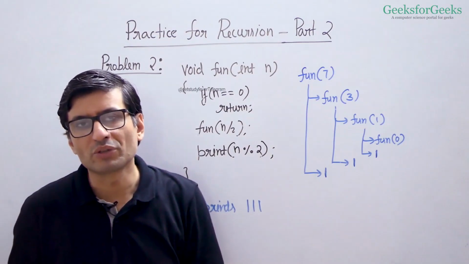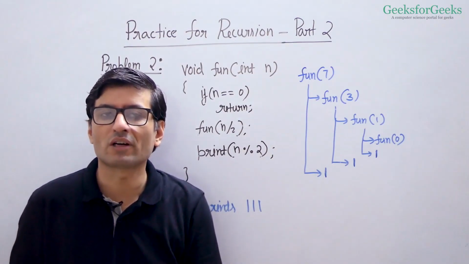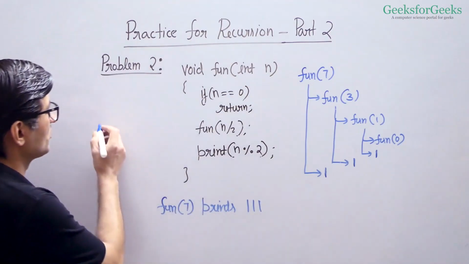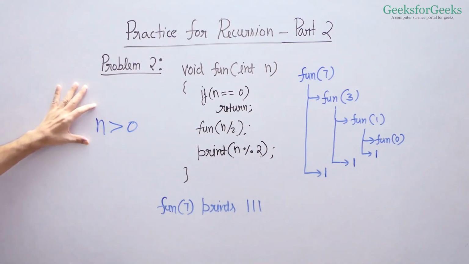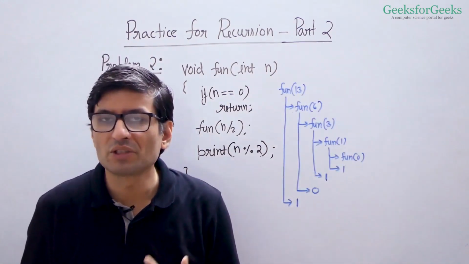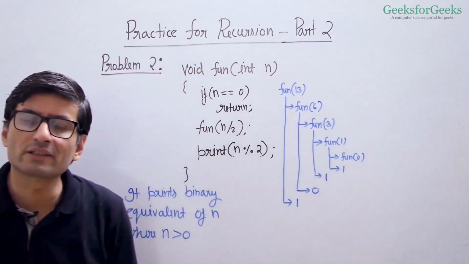Now please pause this video and try to think what this function does in general for a number n which is greater than 0, right? Your number input is greater than 0. What does this function print for this number? This function actually prints the binary equivalent of a number n where n is greater than 0.